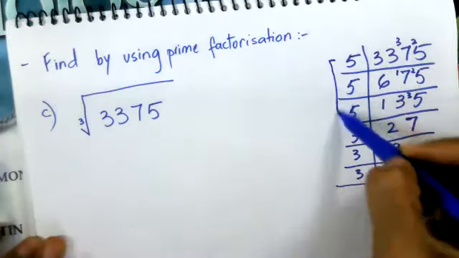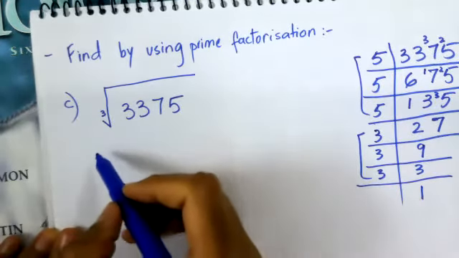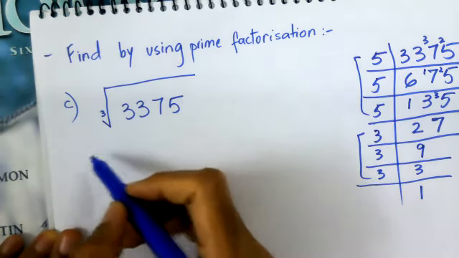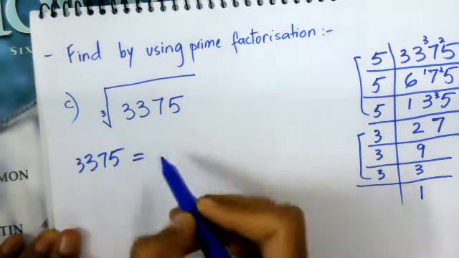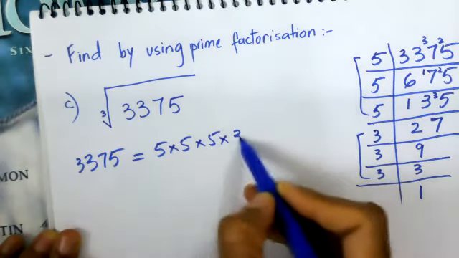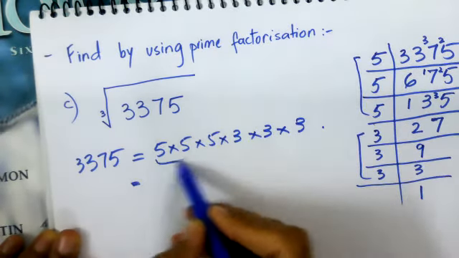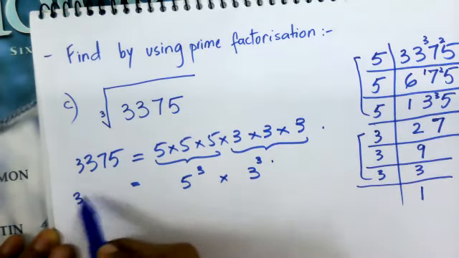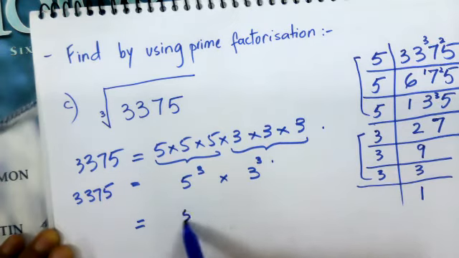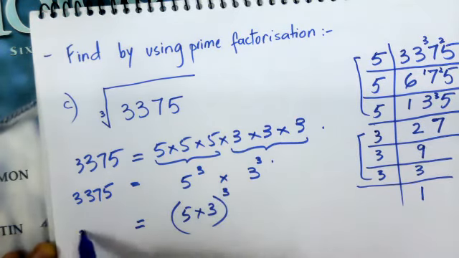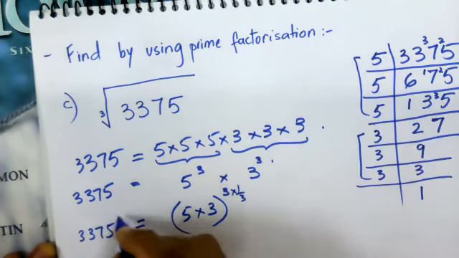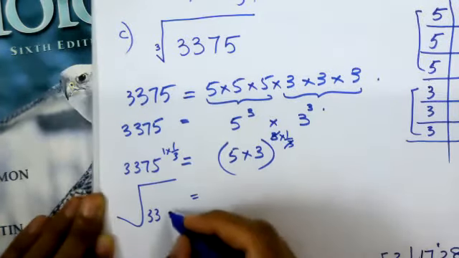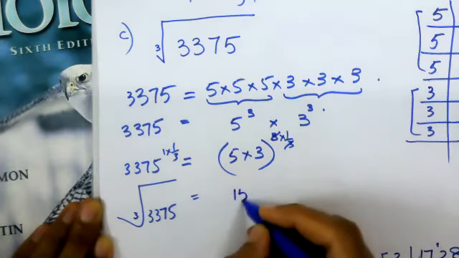So now tell me. 3375 is equal to 5 multiplied by 5 multiplied by 5 multiplied by 3 multiplied by 3 multiplied by 3. So I can write it as triplets. Yes, 5 cubed into 3 cubed, the index notation. Then 5 into 3 to the power 3. Cancel that out. 3 gets cancelled.